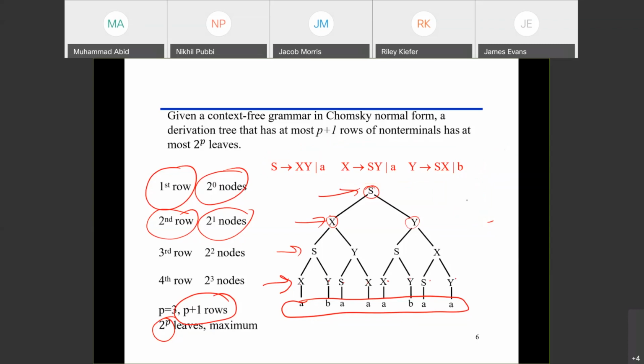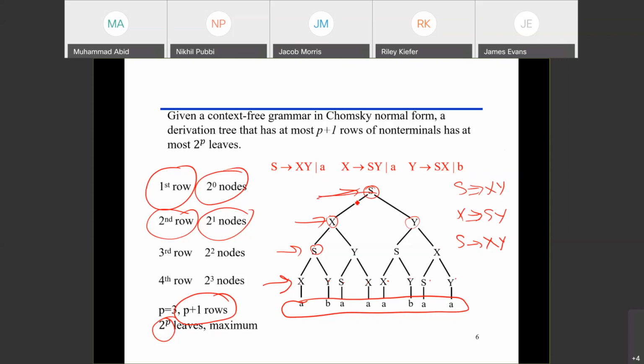So if I want to generate this word, let's say S can be replaced by XY, one live production, then this X can be replaced by, let's say, SY, second live production, and then this S can be replaced by XY, third live production. So it means that, you see here, our p is equal to 3, so we use 3 live productions.